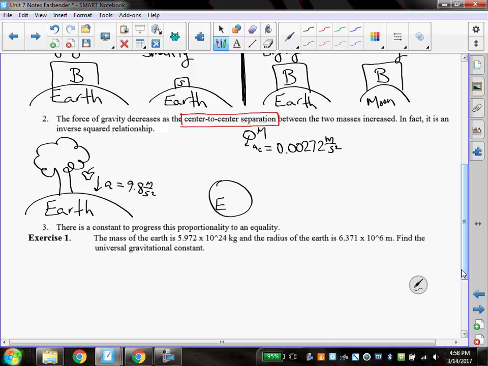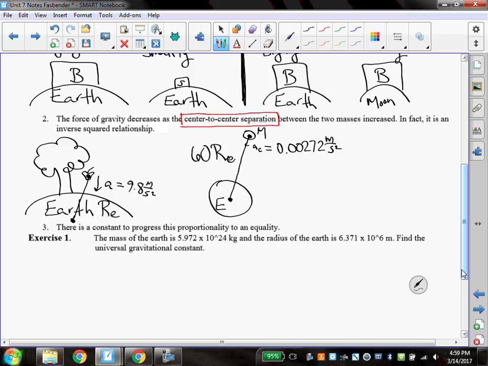If we think about that center-to-center separation between the Earth and the apple, we're really talking about the separation between here and here. That separation is just the radius of the Earth. If we want to increase that separation, so now we're going from the center of the Earth to the center of the moon, that separation is 60 times larger. So it's 60 radii of the Earth. So as we increase our separation, we have decreased our acceleration.